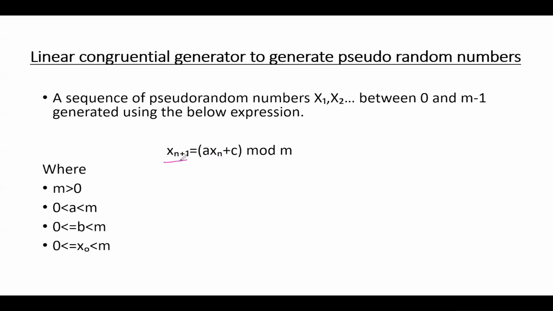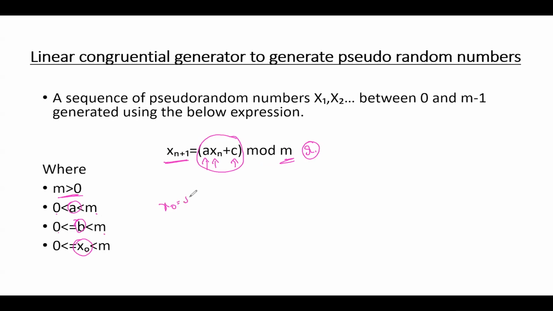So the next value of a random number is created by multiplying a and the current value of x, then adding the constant, and this whole thing is divided by m, and the remainder whatever we get is the random number. Always remember here the m value is always greater than 0. The a value should be between m and 0, and the b value should also be between 0 and m. And then here your x naught is what we call the seed.